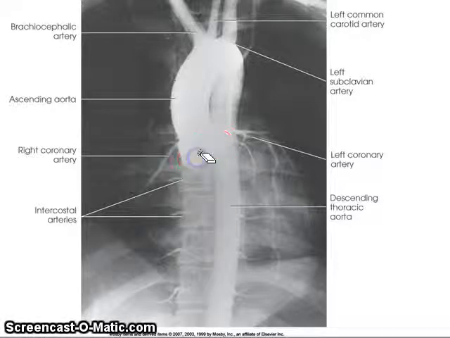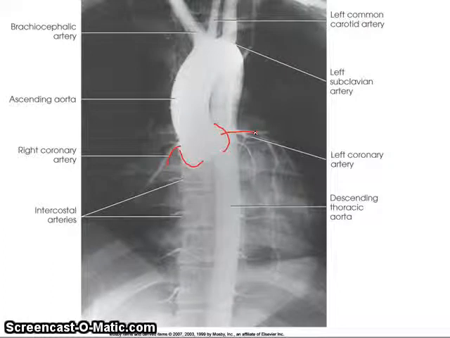The root of the aorta has a right cusp and a left cusp. The right cusp is where the origin of the right coronary artery is. The left cusp is the origin of the left coronary artery. And there also is a posterior cusp. The posterior cusp is also sometimes called the non-coronary cusp because there's not a coronary artery that comes from it.